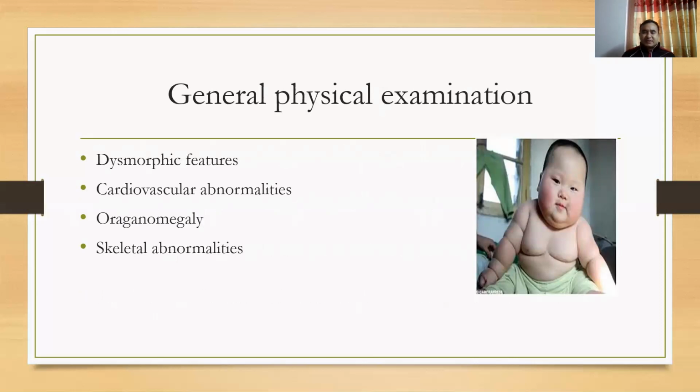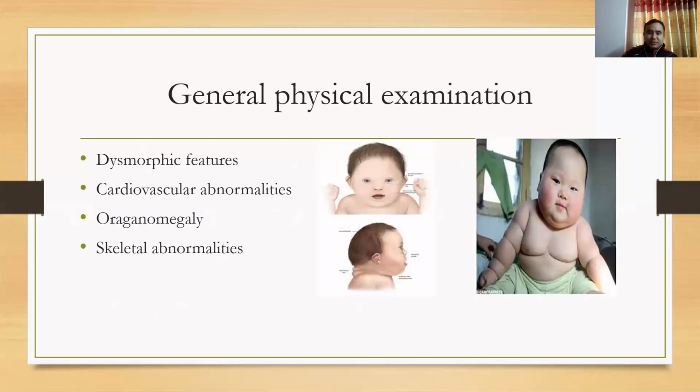Regarding the general physical examination, we have to always take note of the dysmorphic features. Like you can see in the first picture, a child suffering from Down syndrome, who has a small head, microcephaly, abnormal ears, the typical Mongolian face, small eyes. So these are the dysmorphic features, and when you are examining the patient, we have to take care about them. The second picture is a child with Prader-Willi syndrome, where you see an obese and happy-looking child.